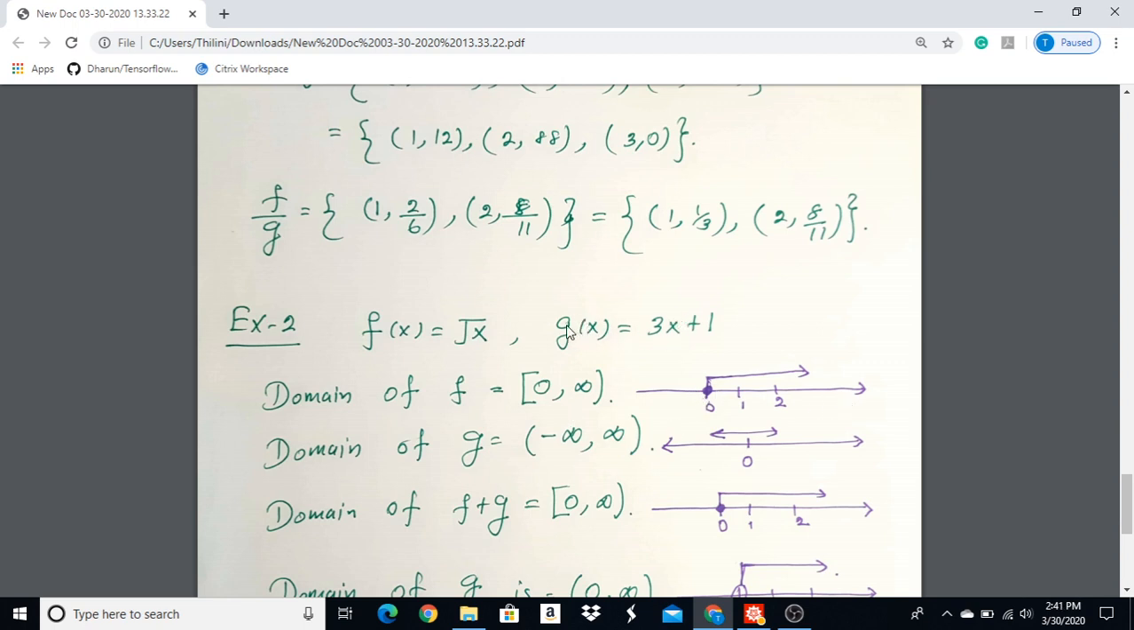And the domain of this g of x function is, this is just a line, so we can evaluate at any point. That is just the whole real line, negative infinity to positive infinity. So these two domains are in interval notation.